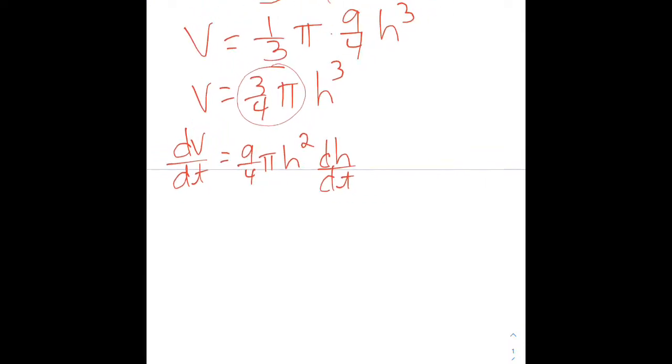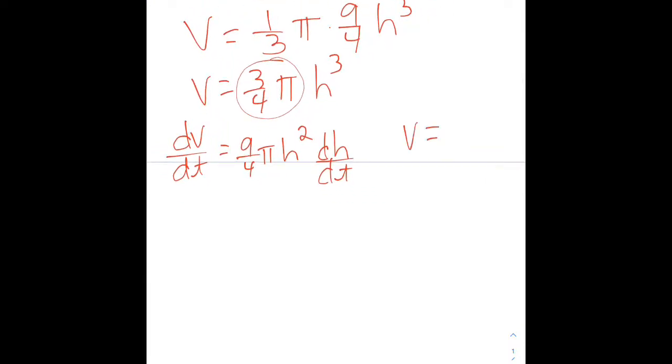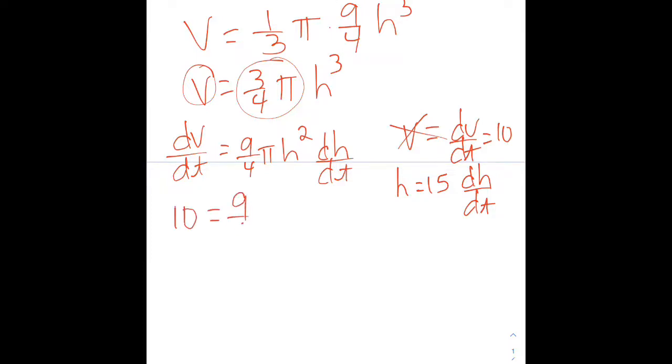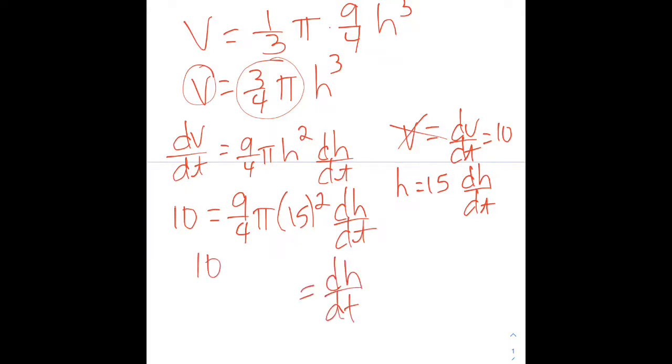Let's recall. Now in this problem, notice how since this was a V to the first, we don't have a V that we have to substitute in, but we do know that dV/dt is 10 cubic feet per minute. They told us that the height of the cone was 15 and they want us to find dh/dt. So I'm going to put in 10 equals 9/4 pi times 15 squared times dh/dt. dh/dt is going to equal 10 over 9/4 times pi.